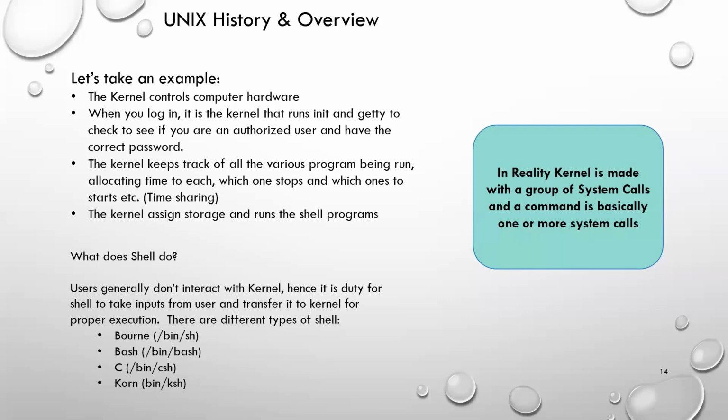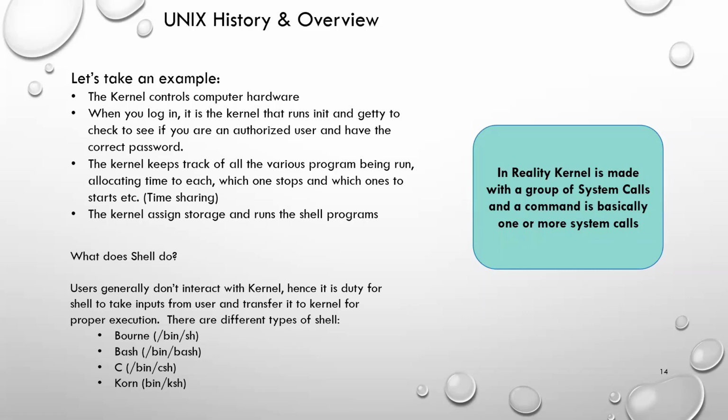So there are many types of shells available. The popular shells are Bourne shell, Bash shell, C shell, and Korn shell. Many Linux distributions may not have all the shells available by default. Let's say you may not get Korn shell in your CentOS, but you definitely will get Bourne, Bash, and C shell. And by default, due to flexibility and all, we use Bash shell.